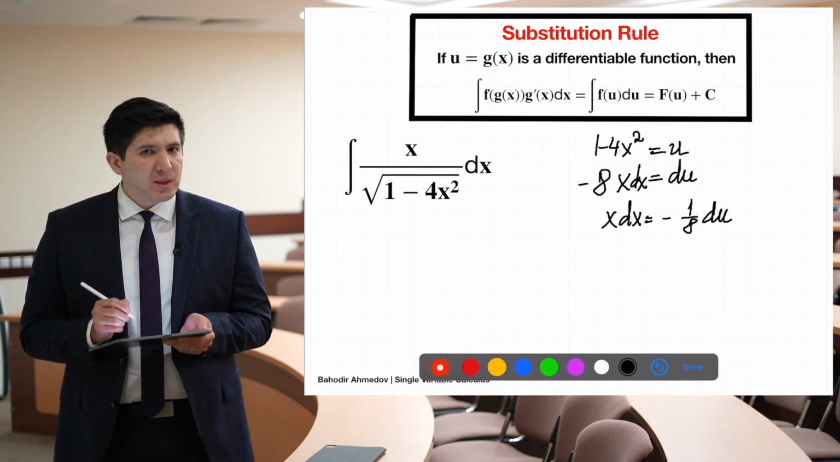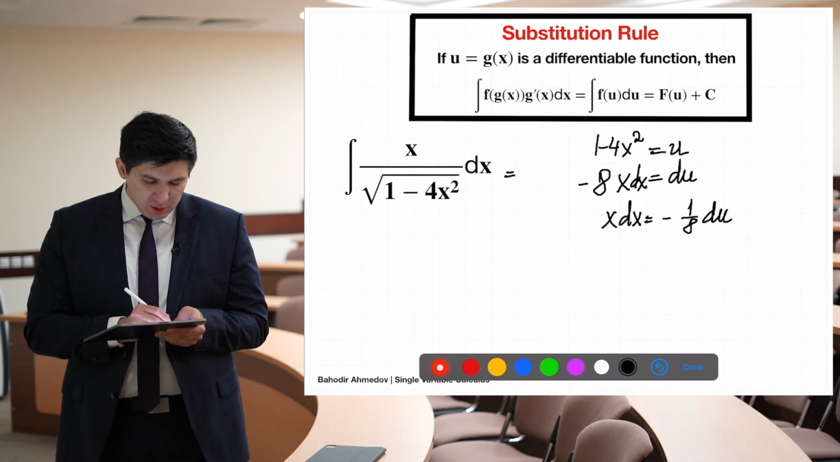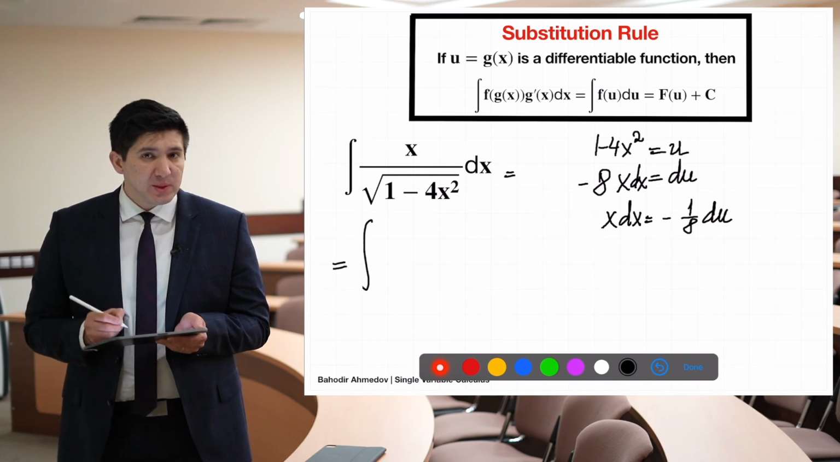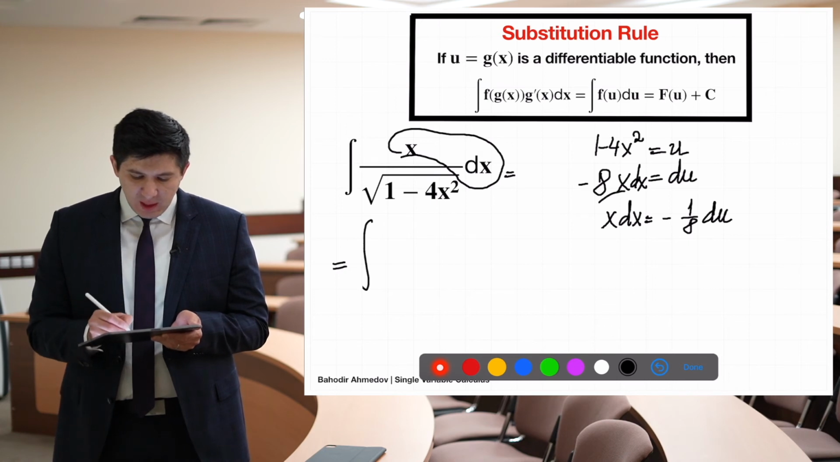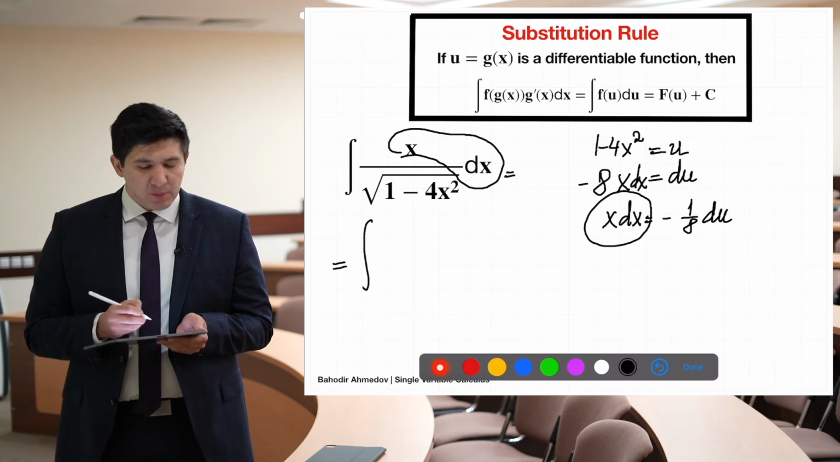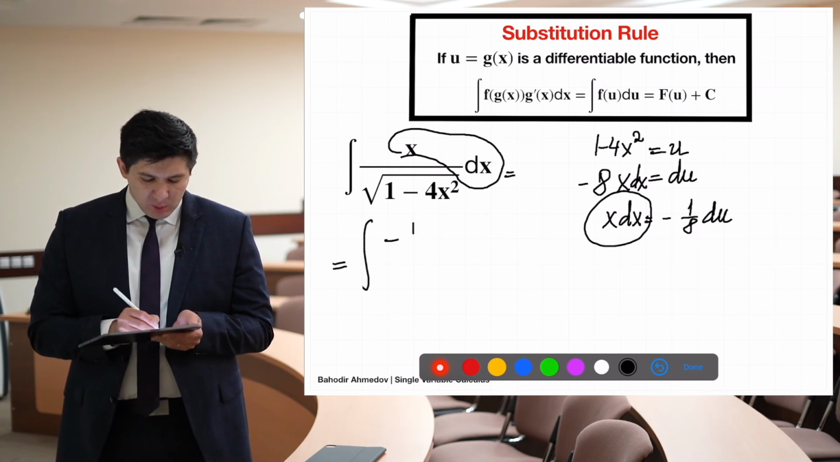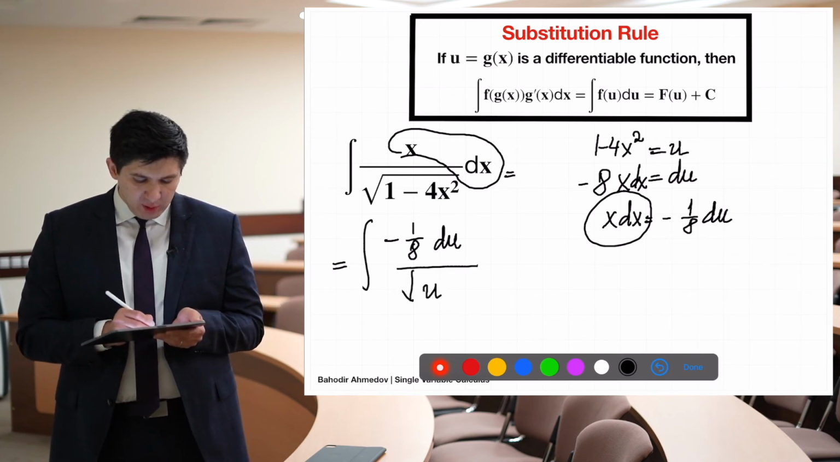I think we are ready to make the substitution. So I'm just going to substitute all of the appearances of the x with the u. So here I've got x times the dx, right? Which is going to be substituted with the 1 over 8 du, multiplied by the minus 1, so which is going to be minus 1 over 8 du. Then on the denominator, you've got the square root of u.